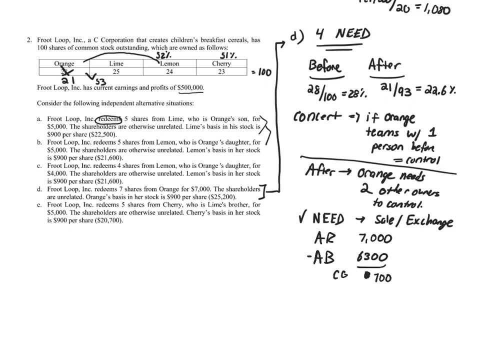$700 capital gain, is that what you got? 700 capital gain. And then the adjusted basis per share changes. It changes to... okay, you take the total basis given to you, which is 25,200.